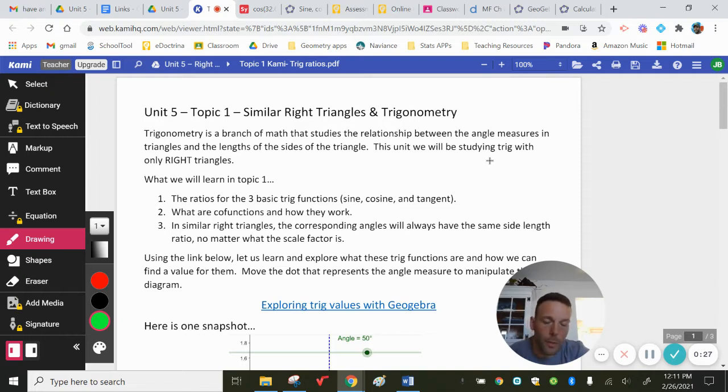So in this topic, we are going to learn about the three basic trig ratios. They are the sine ratio, the cosine ratio, and the tangent ratio. We're going to learn what is a cofunction and how they work, and then how in similar right triangles, the corresponding angles will always have the same side length ratio, no matter what the scale factor is.